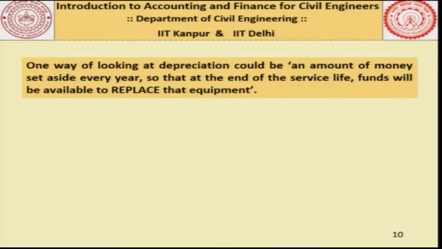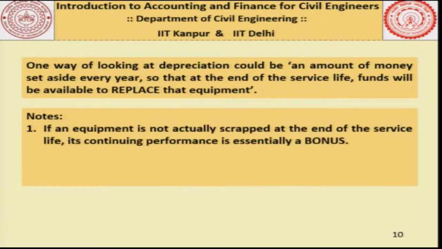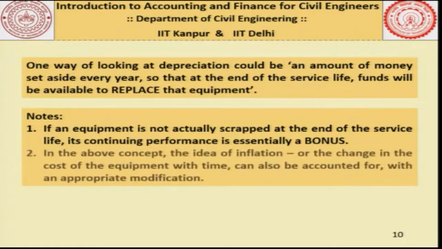Coming to summarize this discussion, one way of looking at depreciation could be, this is an amount of money set aside every year so that at the end of the service life, funds will still be available to replace that equipment. Some of the things that you should remember as far as this summary is concerned, if an equipment is not actually scrapped at the end of the service life or its accounting service life, its continuing performance is essentially a bonus. In the above concept, the idea of inflation or the change in the cost of equipment with time can also be accounted for with an appropriate modification.